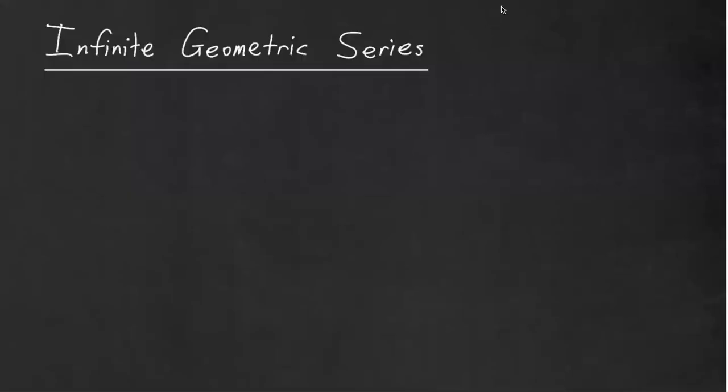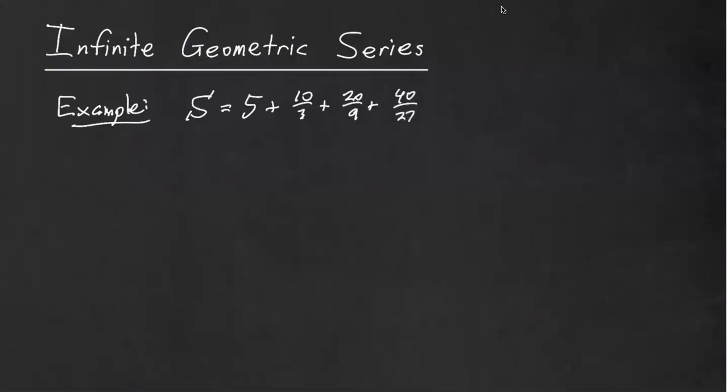Let's move on now and talk about infinite geometric series. So we had this example in the finite geometric series where we started with 5 and we kept multiplying by 2/3. Right, we kept doing this. Let's multiply the top by 2 and the bottom by 3, but now I want to let it go on forever.